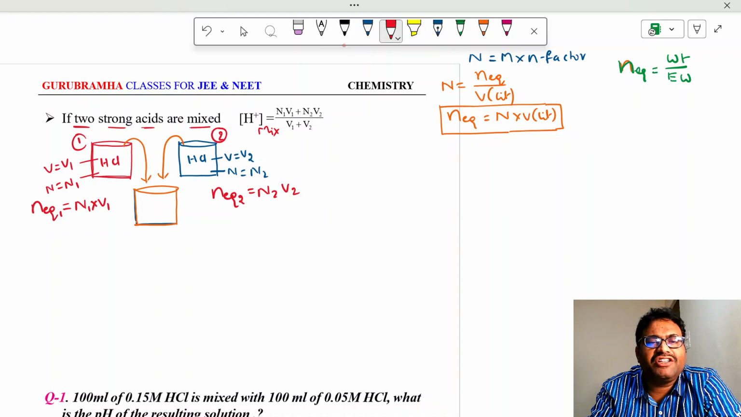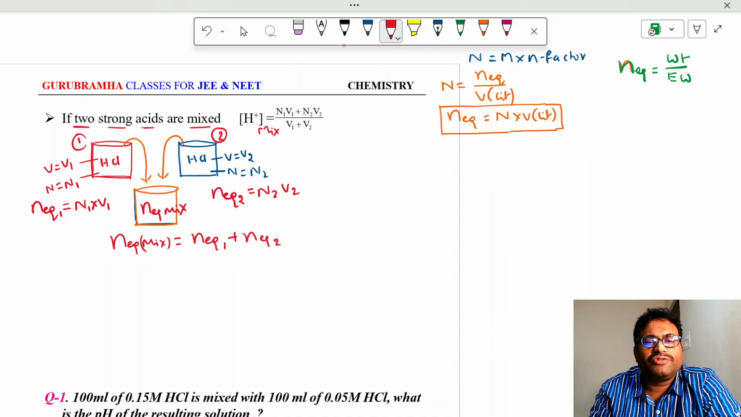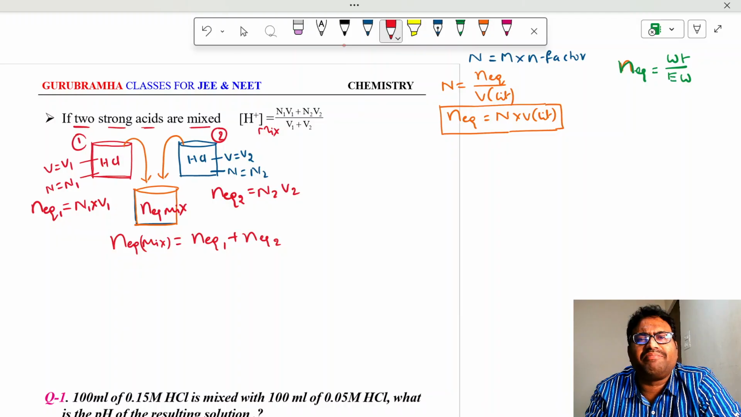Now you have added these two HCl solutions. So I write the number of equivalents of the mixture. The number of equivalents of the mix will be equal to the number of equivalents of solution 1 plus the number of equivalents of solution 2. Is there any change in the number of equivalents? No, because there is no reaction happening. When there is no reaction happening, they just get added up.